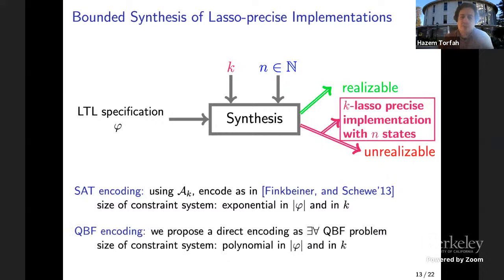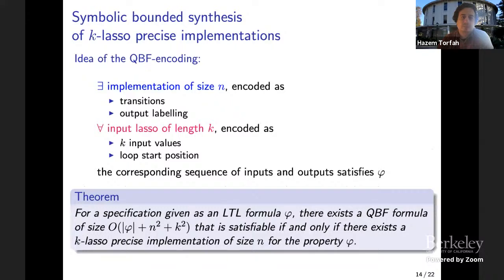We propose a more direct approach on how to encode that using quantified Boolean formulas. I'd just like to show you the main idea of how this encoding looks. The encoding itself is polynomial in the LTL specification and in the bound k. The main idea is that we're searching for an implementation of size n, such that for all input lassos of length k, the corresponding outputs produced by these input lassos satisfy the property phi.